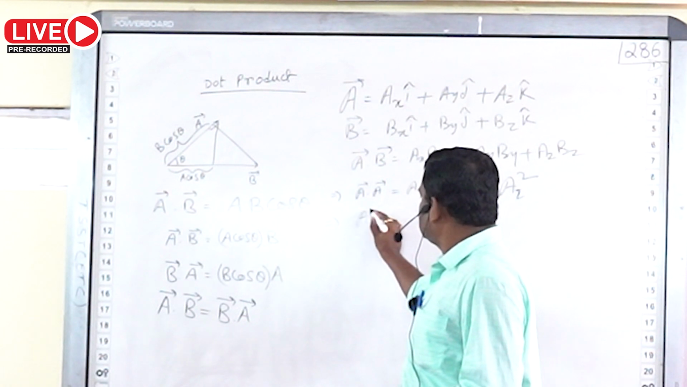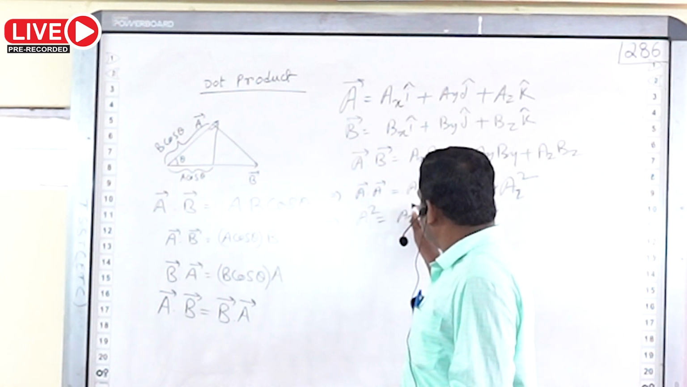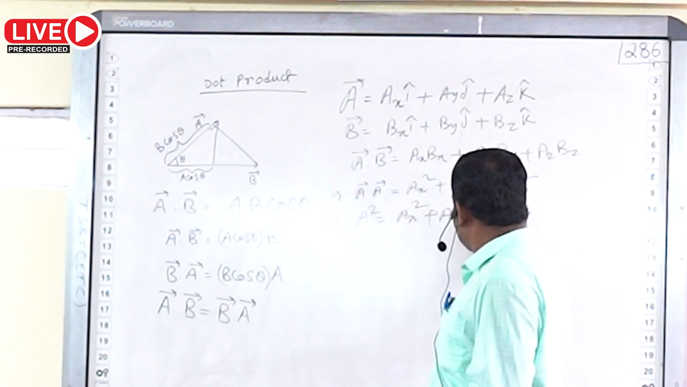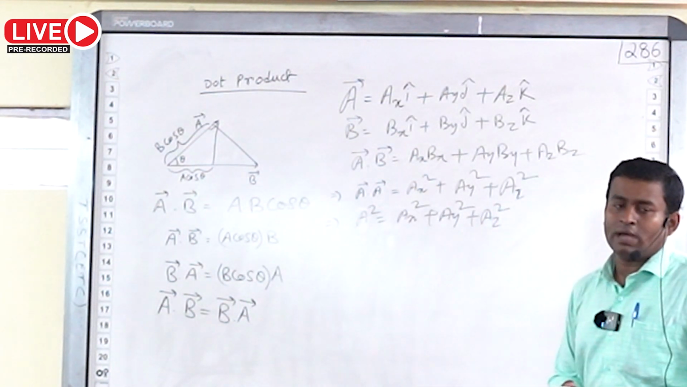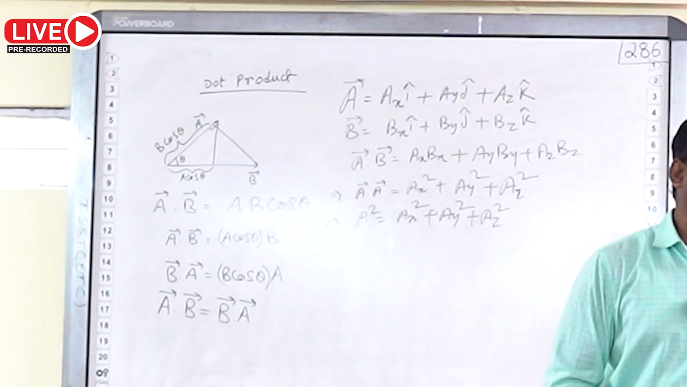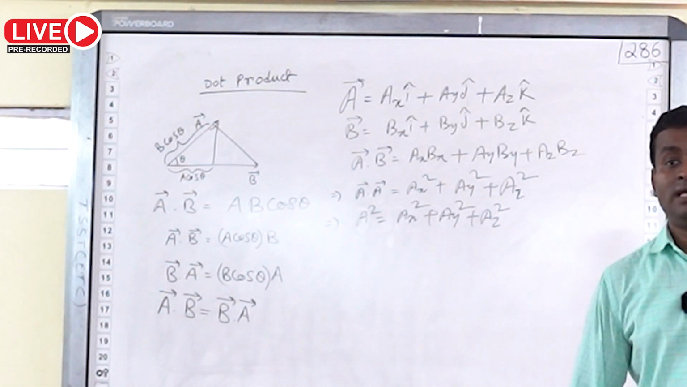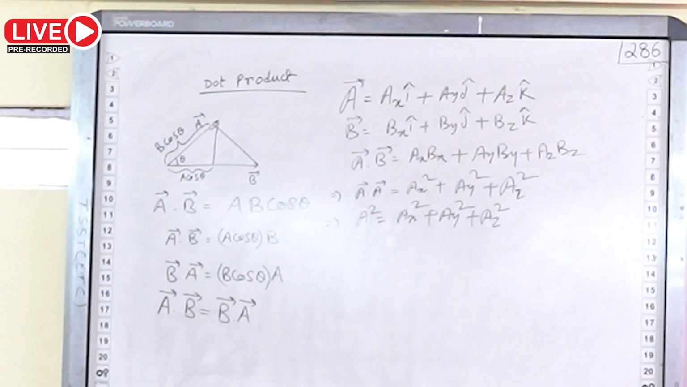So you will get only A square equal to Ax square plus Ay square plus Az square, and from this, by taking the positive square root, I can find the magnitude of the vector, that is A equal to root over of Ax square plus Ay square plus Az square. The same relation we have derived in the last class by using the direction cosines, cos alpha, cos beta and cos gamma.